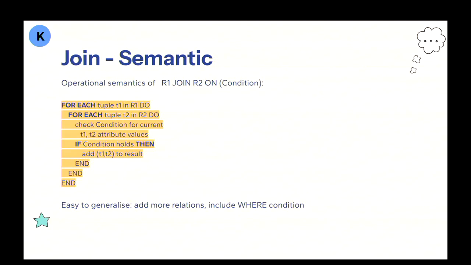So what if we want to add more relations into this join? We will add another layer of loop, a third layer of loop. So it's very easy to add more relations. And what if we want to add more conditions? We can just add more conditions in the innermost loop.